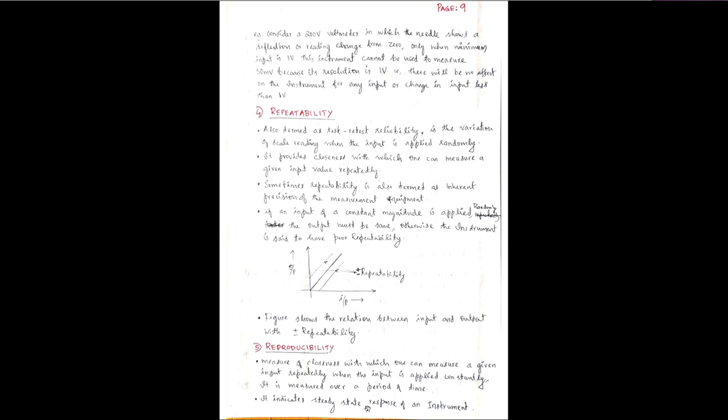It indicates the steady state response of an instrument. The instrument should have a good reproducibility, which is possible only when the output reading of the instrument remains the same when an input with a constant magnitude is applied continuously over a period of time. Over a period of time, a continuous input we are applying, and the output reading also remains almost the same. Okay, that is what reproducibility is.